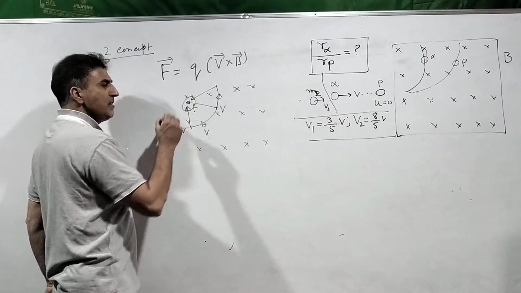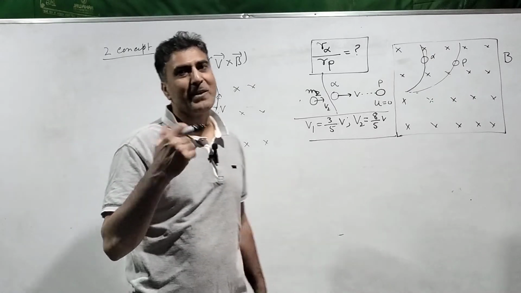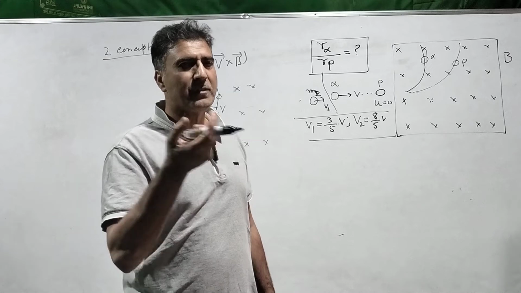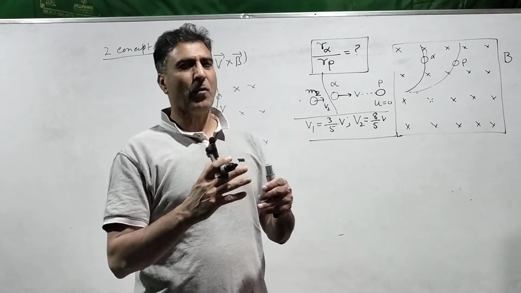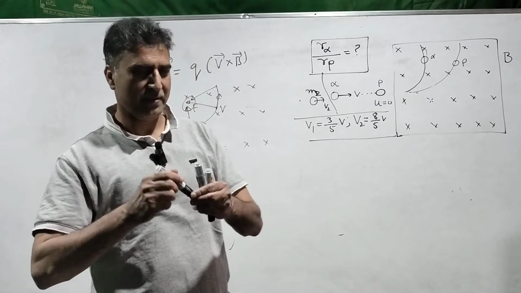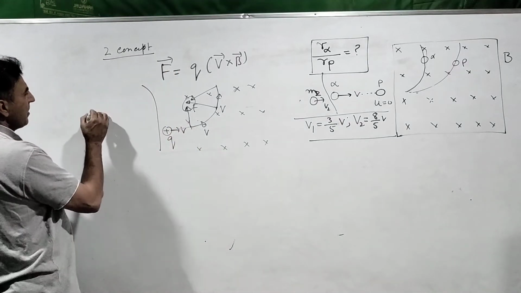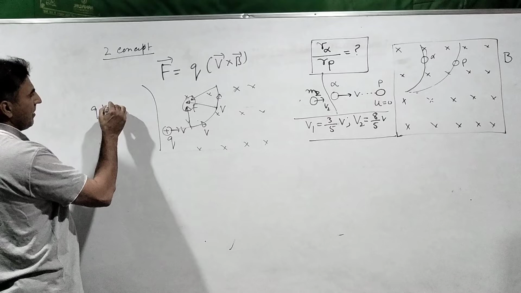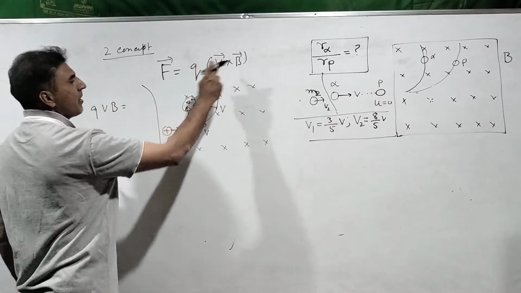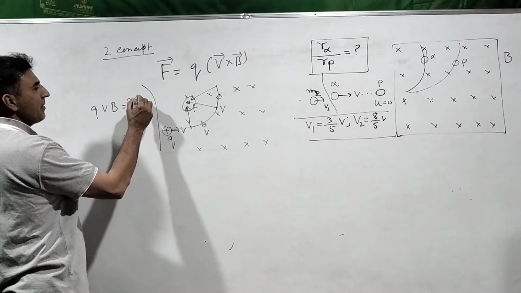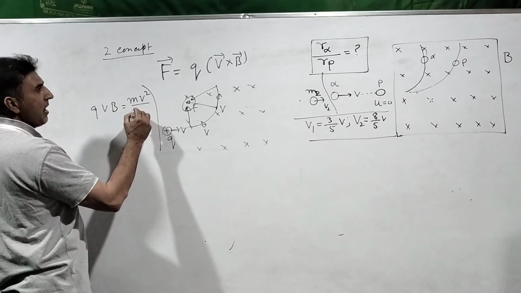So the magnetic force provides the centripetal force, because as you know, when a particle moves in a circle, the force is always towards the center. How much is the magnetic force here? The magnetic force is QVB, because V and B are also perpendicular. So QVB provides the centripetal force mv square by r.